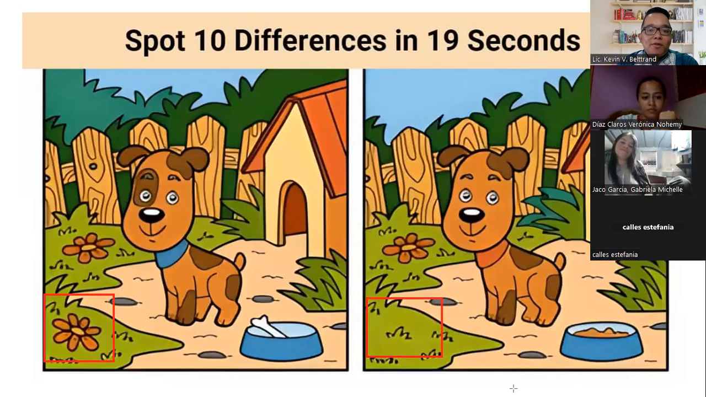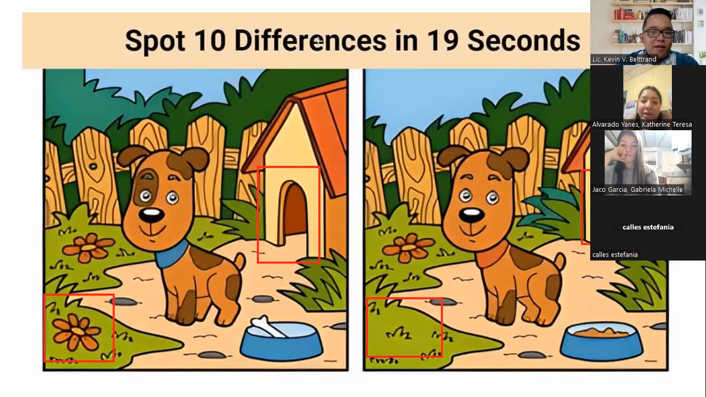All right. The door. Let's see. What happens with the door? House. What is the difference with the door? The dog house. Okay, and what is the difference with the dog house? The door. So this door, one. And this one, it's a circle. All right, so it's different. Okay, so right now we have two. So we have to find 8 more. Let's go.